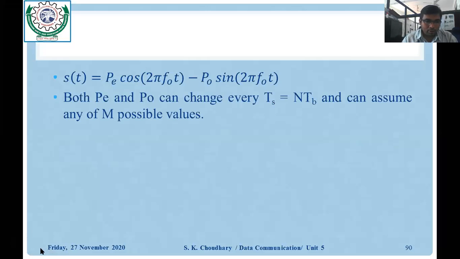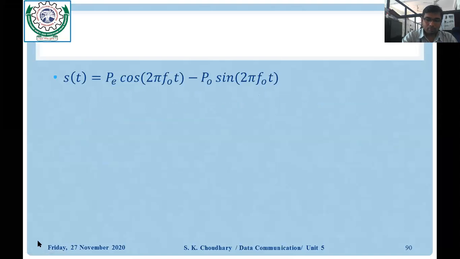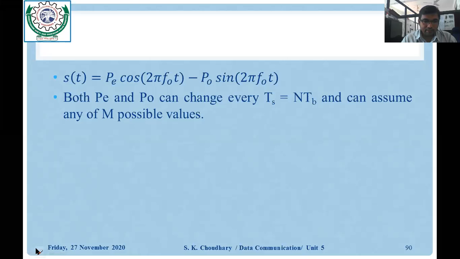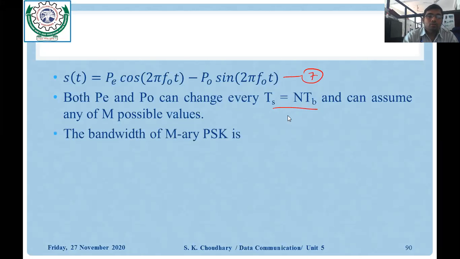If you see, both p and p naught can change after every symbol period, that is Ts equal to n Tb, and they could assume any of the M possible values. So this is the description of the signal space diagram of M-ary PSK. Now on the basis of that, we can also find the bandwidth of M-ary PSK. What is the bandwidth?